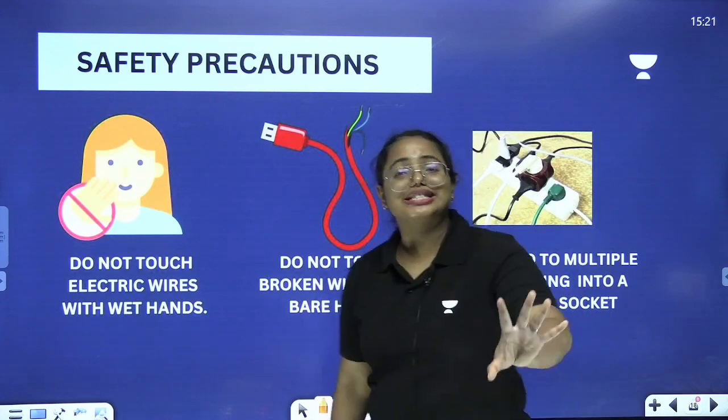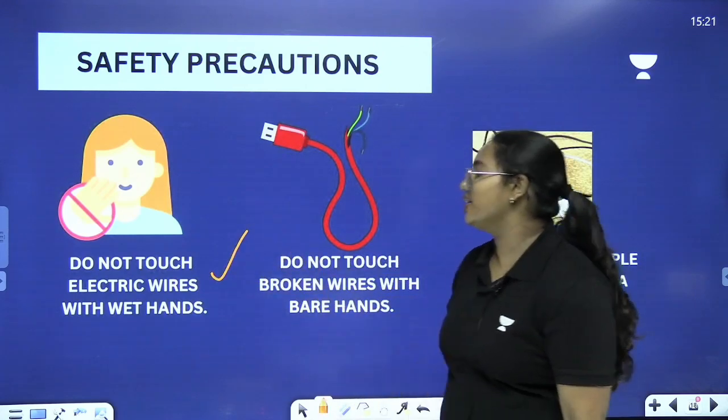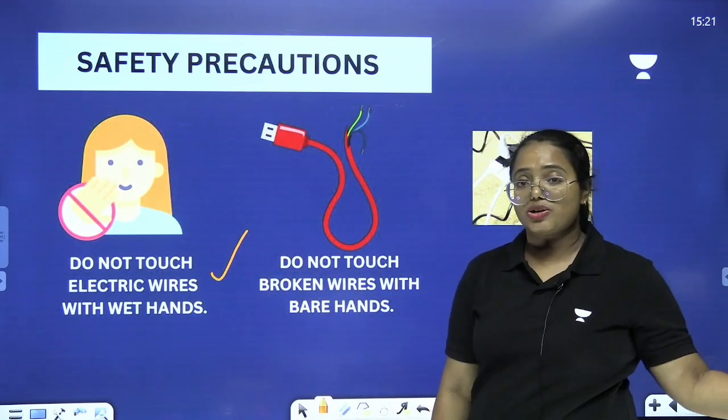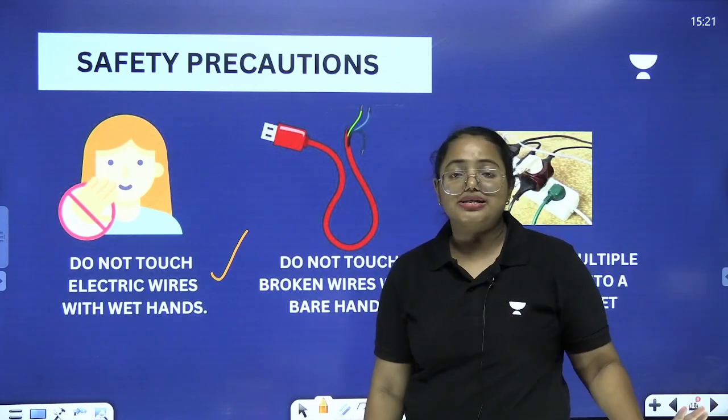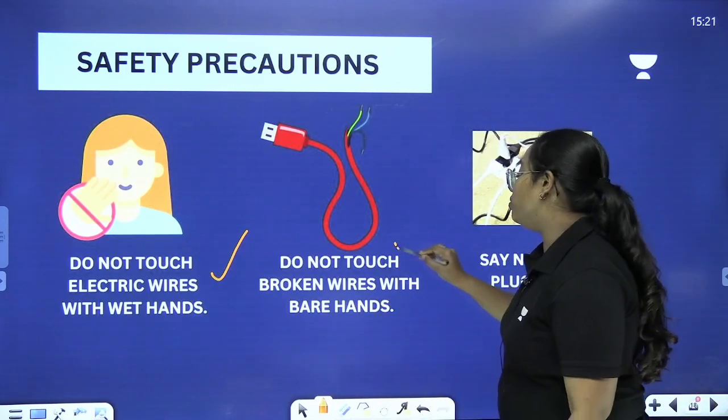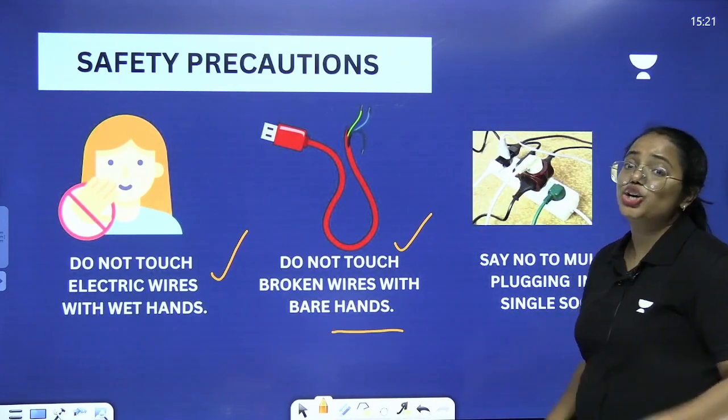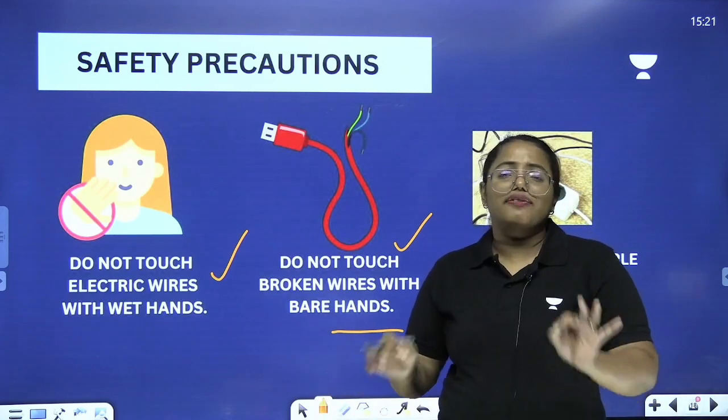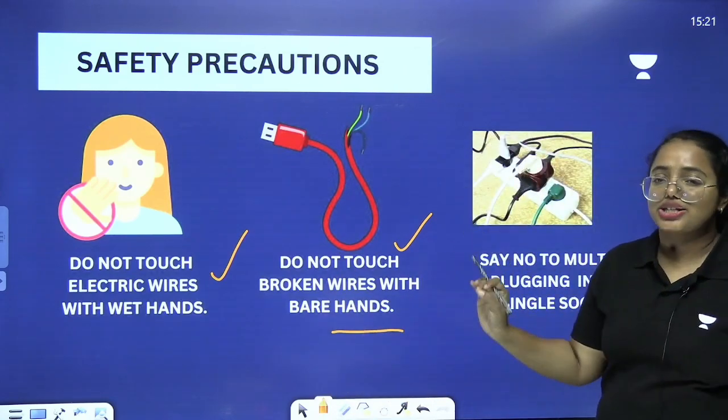And finally, we are going to talk about safety precautions. Do not touch the electric wires with wet hands. Very, very important. Don't try to play with electrical appliances or wires. Very important. And do not touch broken wires with bare hands. You may get shocked. So this can be very, very dangerous. Don't try to take risks at your home.